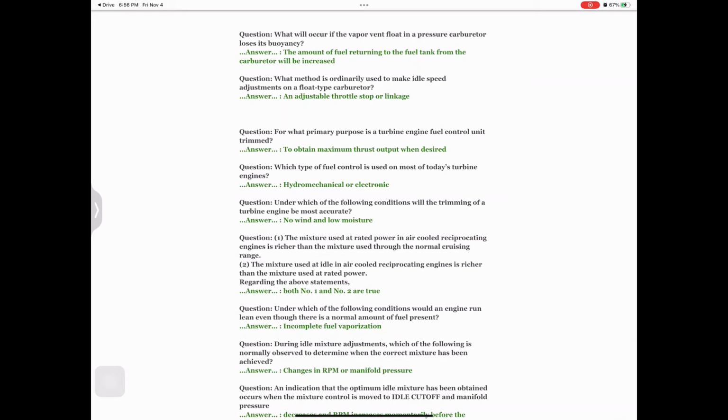Question: Which type of fuel control is used on most of today's turbine engines? Answer: Hydromechanical or electronic. Question: Under which of the following conditions will the trimming of a turbine engine be most accurate? Answer: No wind and low moisture.